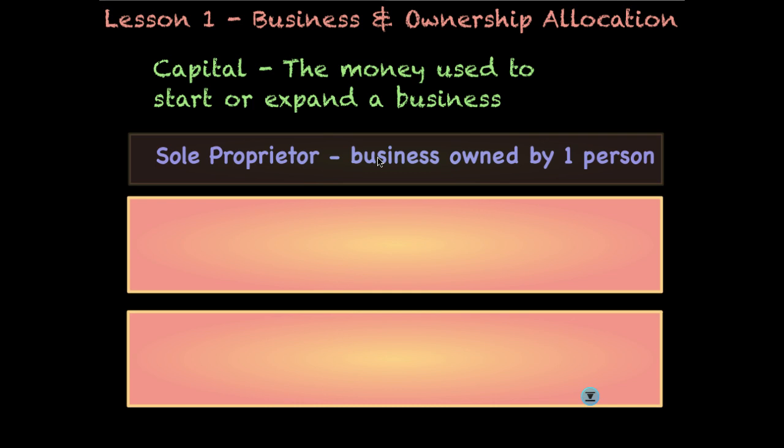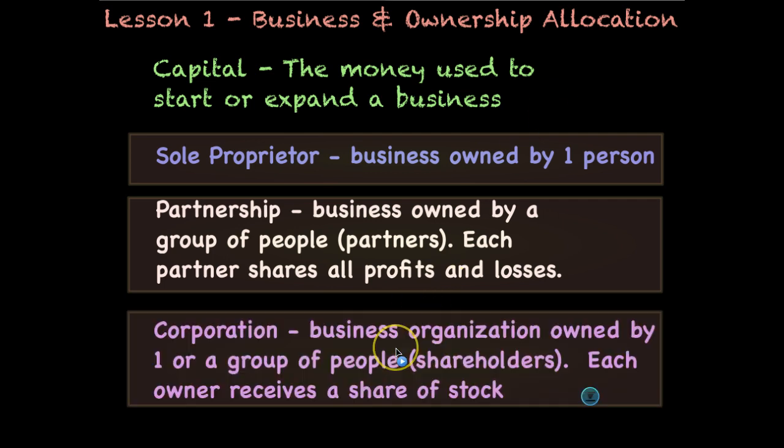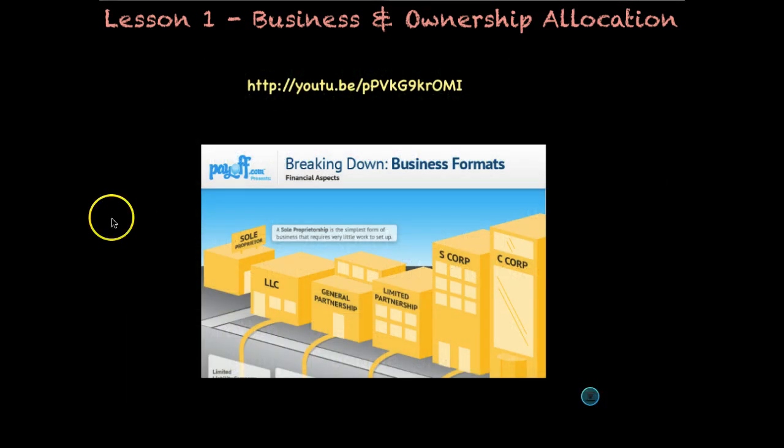Number one, you could have a sole proprietorship, and that's a business owned by one person. You could also form a partnership. This is a business that is owned by a group of people all called partners, and each partner will share in the profits and losses. Finally, the third main type of business that you could set up would be a corporation, and this is a business organization also owned by one or a group of people, but they're called shareholders, and each owner receives a share of stock. Let's look a little bit more detailed at what these different businesses do, some of the advantages and some of the disadvantages.